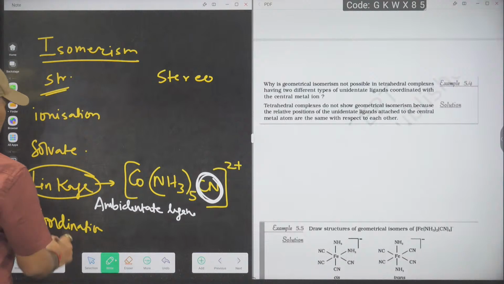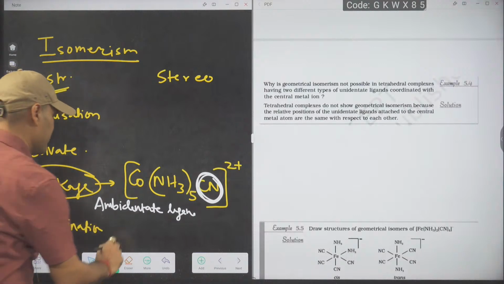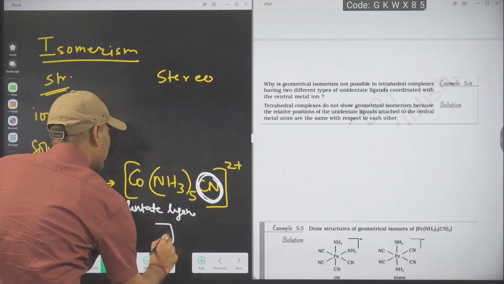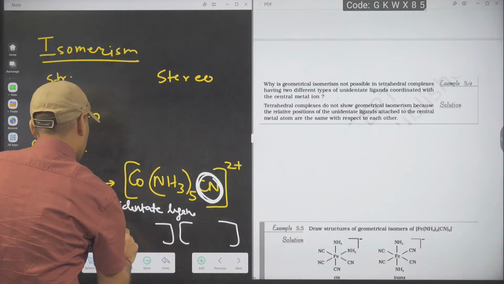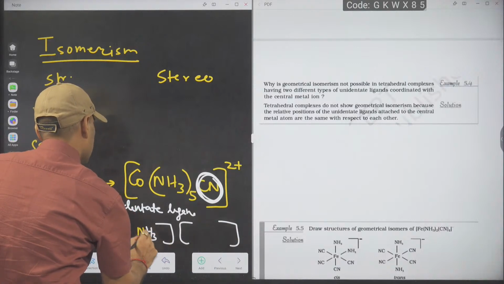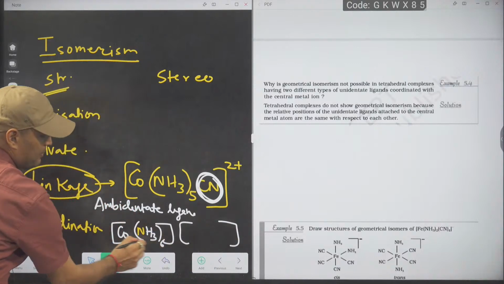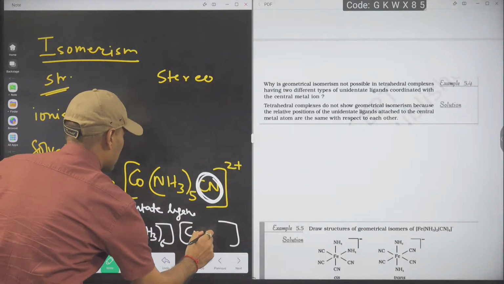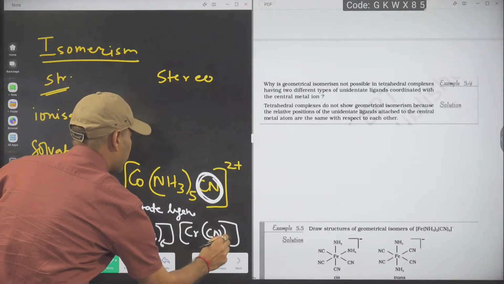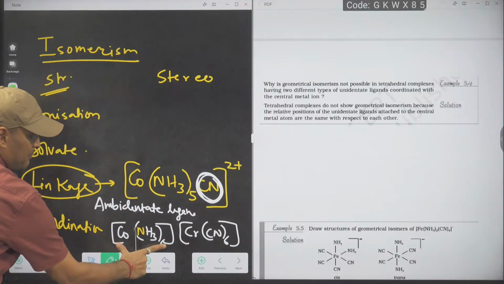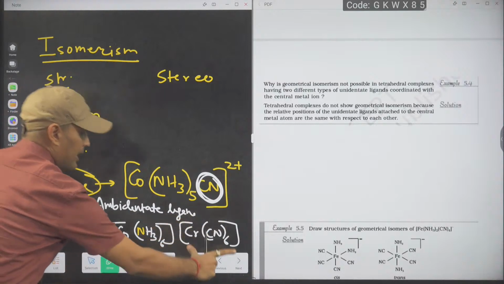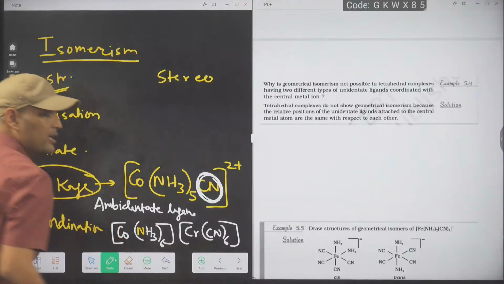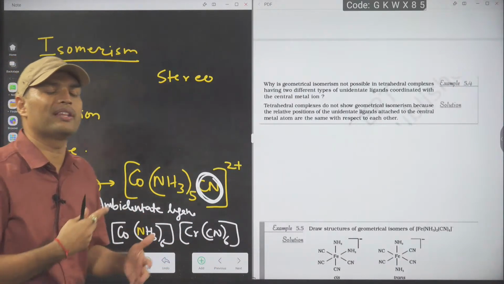Okay, coordination isomerism. Generally, if both parts are complex, see, the first part is known as the cationic part and the second part is known as the anionic part. If the cationic part is also complex and the anionic part is also complex, then there is a chance of coordination isomerism.